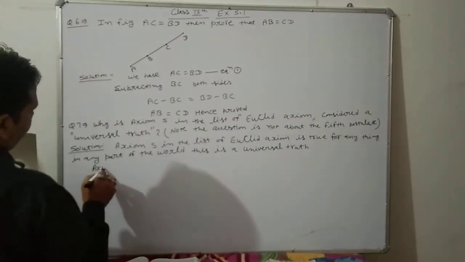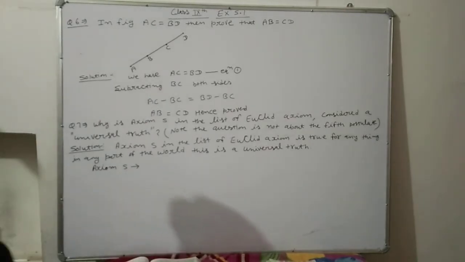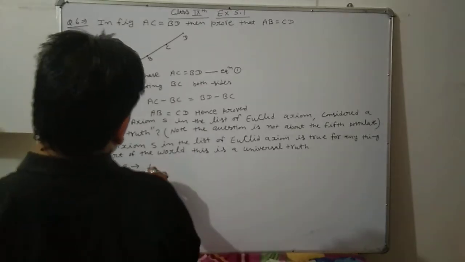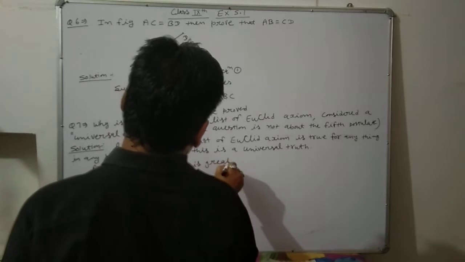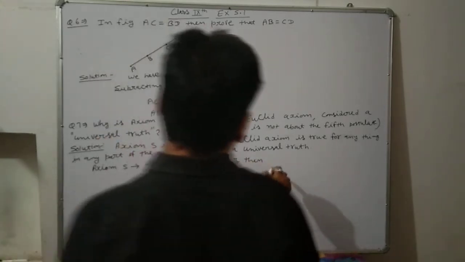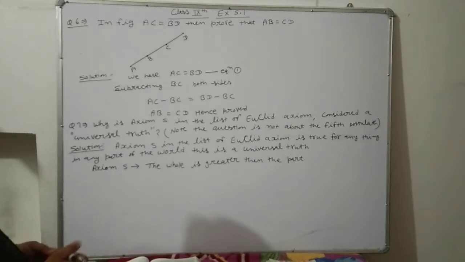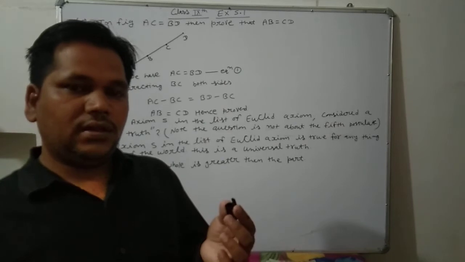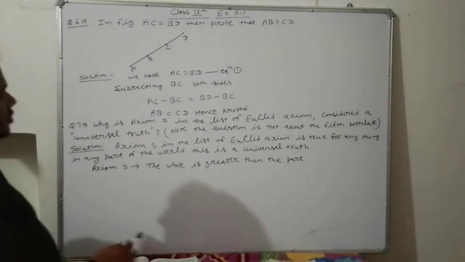And axiom 5 है क्या? Axiom 5: The whole is greater than the part. ये कोई भी पार्ट होता है, उसका होल पार्ट है वो उससे क्या होगा बिग. ये तो यूनिवर्सल ट्रुथ है. जैसे ये मार्कर है, ठीक है, इसका एक पार्ट कौन है, ये कैप है. इस कैप से ये मार्कर क्या होगा, बिग होगा. ओके, दिस इज यूनिवर्सल ट्रुथ.